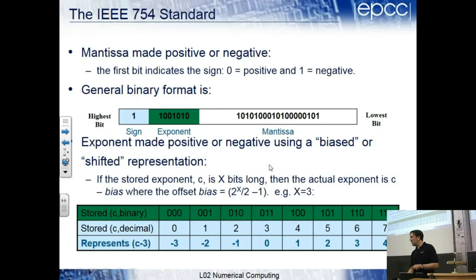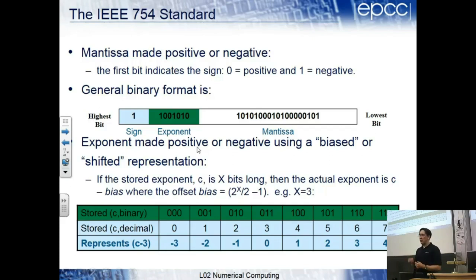And there's a bit of jiggery-pokery in that the exponent is shifted. Just like I said, if I have a byte, that represents 0 to 255, but I can shift that to make it actually represent -127 to 128. The way that is done is that to get the real exponent, you take the stored exponent and shift it. That's called the bias. But that's just a technicality.